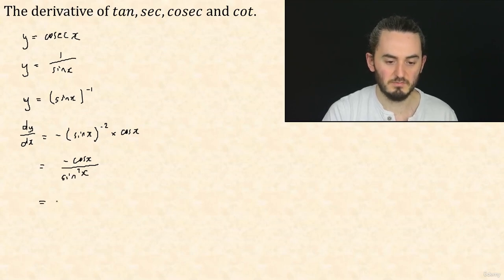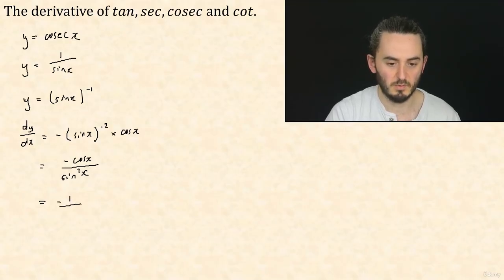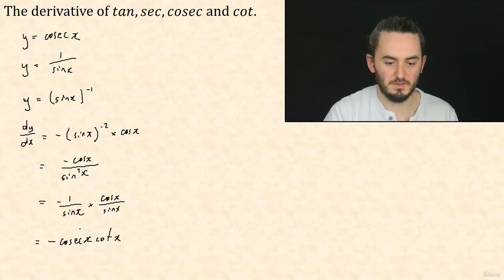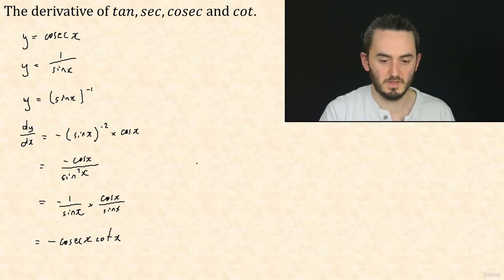And just like there's a convention for how we write the derivative of sec, there's a convention for how we write the derivative of cosec. We'll write minus 1 over sine x multiplied by cos x over sine x. And that is minus cosec x cot x. And there is our derivative of cosec x.